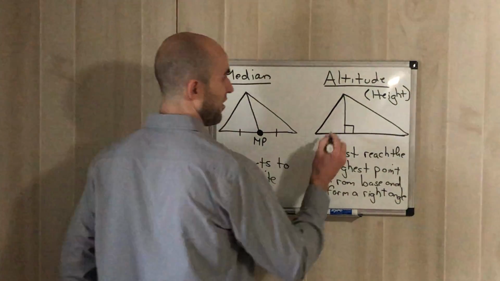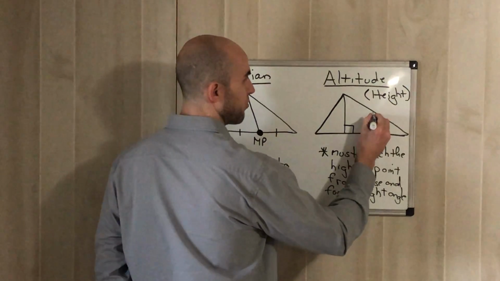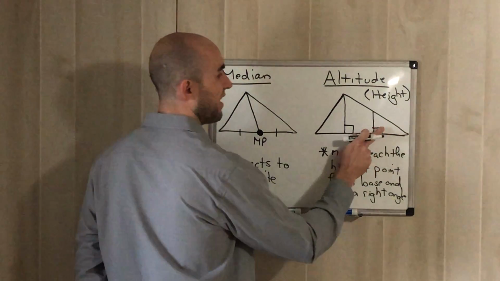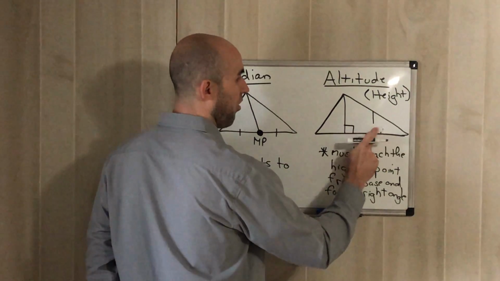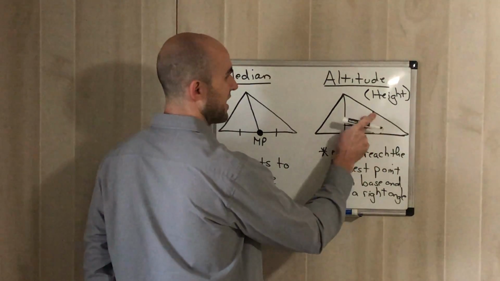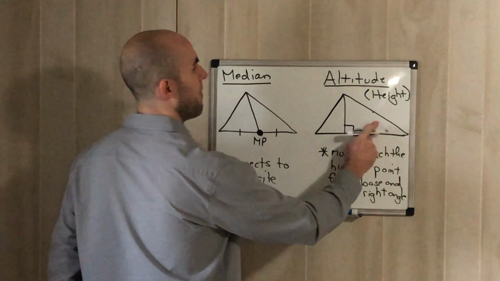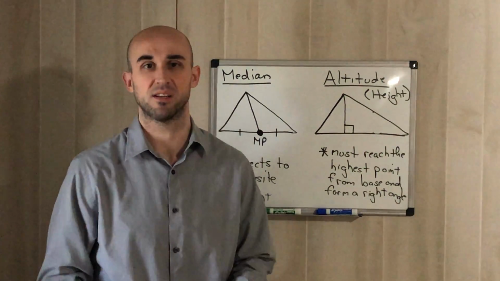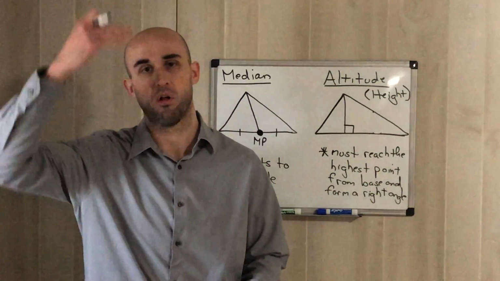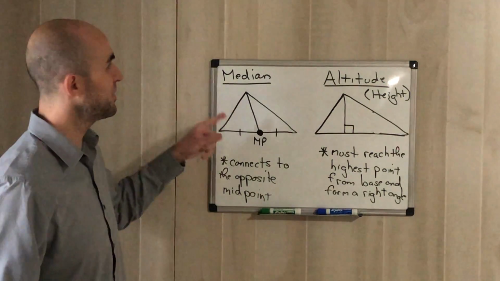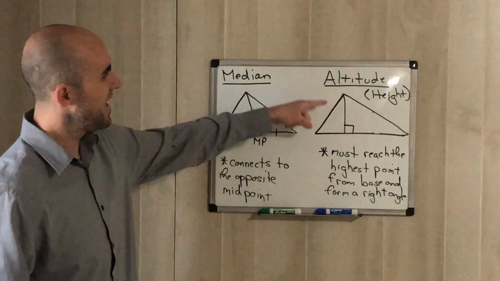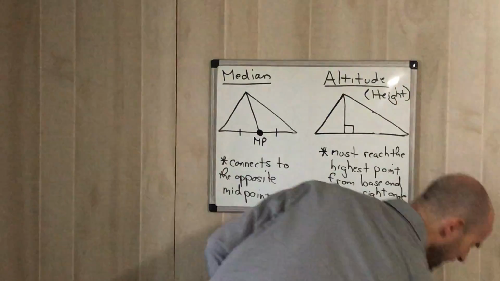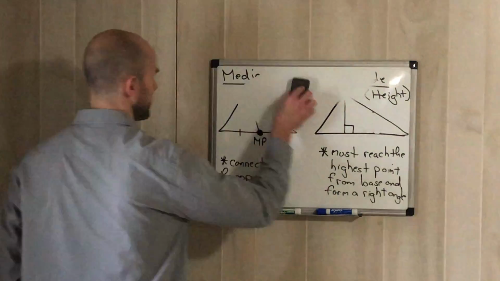But again, be careful, because this is a height because it goes to the highest point. If I were to draw this right now, even though it has a right angle, that is not a height because it's not going all the way to the top. It'd be like me saying that I'm measuring my height from my feet to my elbow. Wouldn't make sense because even though it's straight, it has to go all the way to the top. So remember, the difference between the two: median goes to a midpoint, altitude goes to the highest point and forms the right angle, okay?